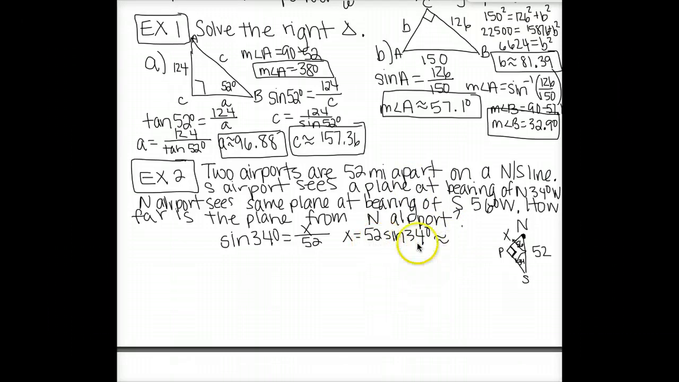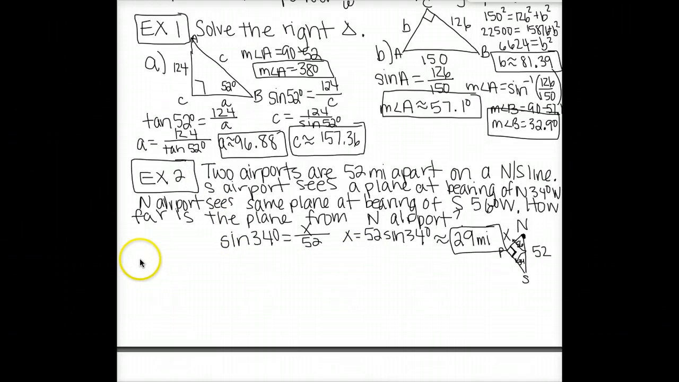And we can just put that right into our calculator as long as it's in degree mode. And usually on these word problems, they'll say like round to the nearest whole number. So in this case, we would probably say approximately 29 miles because we get like 29.08 or something similar to that.